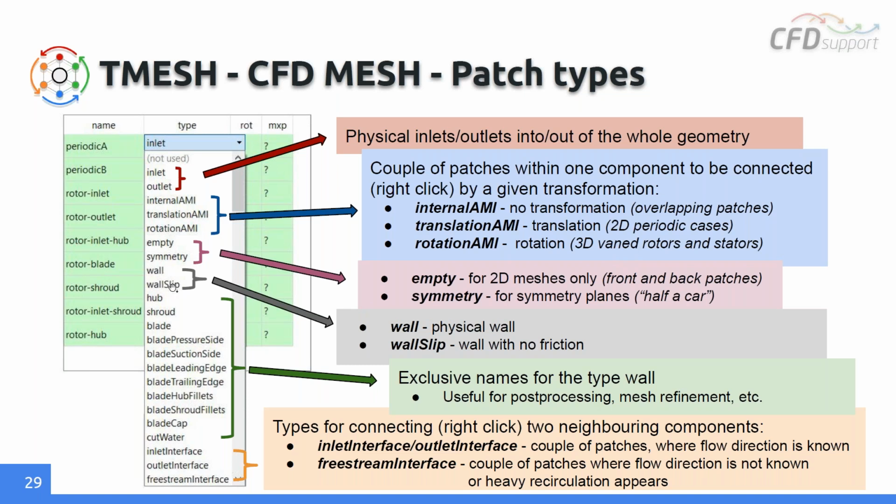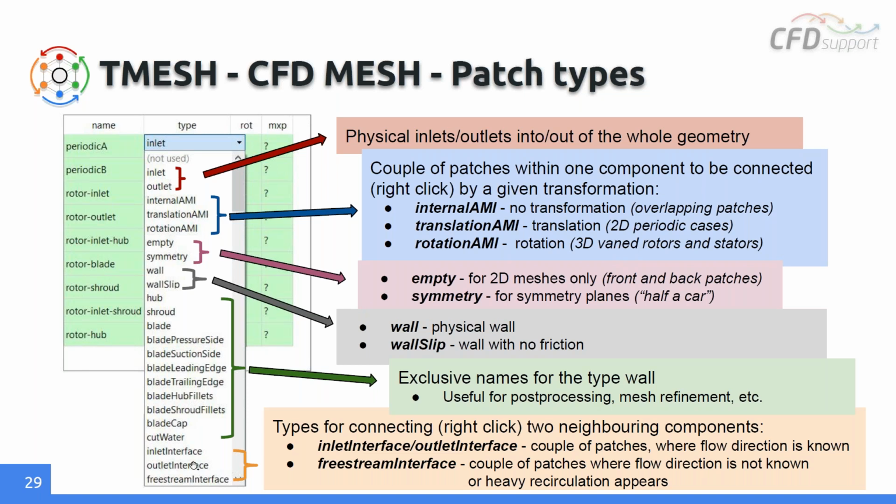Then we have two types for the wall: wall and wall slip. I think now there is just the wall, and wall slip is then set in the boundary conditions. There are also many wall types connected to the turbomachinery case. We have specific types for the hub, shroud, and blade. Each part of the blade can have its specific boundary type, but in the background it's very similar to the wall.